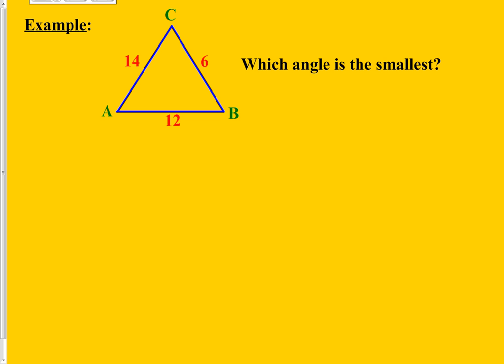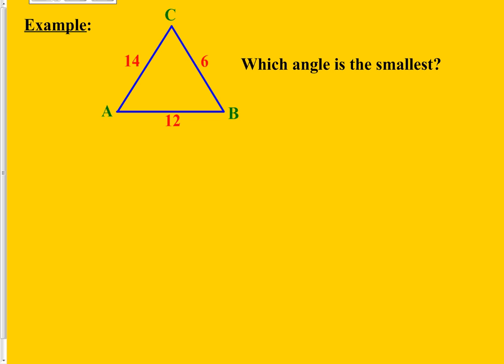Another example. This time we are provided information about triangle ABC's sides. And then we are asked a question about what is going on with the angles. Particularly, we want to know which angle in triangle ABC is the smallest of the angles.